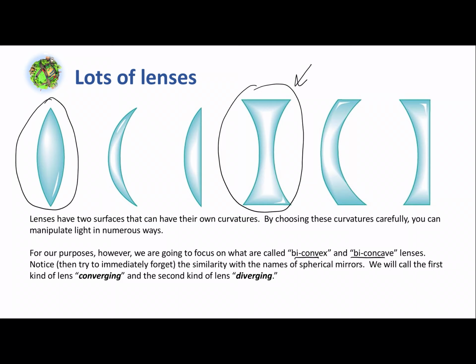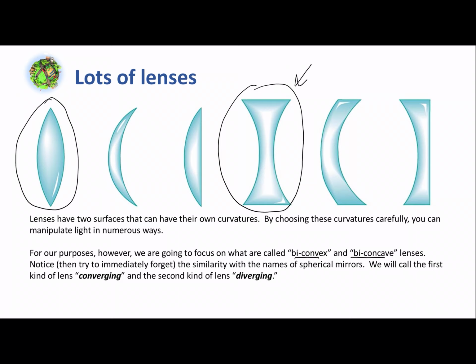And so that's why I would discourage you from having any connection between the words you use to describe mirrors and the words you use to describe lenses. I think it's easiest and least confusing to stick with converging lenses, diverging lenses, convex mirrors, concave mirrors. And that's what I will do as I talk to you about these things.